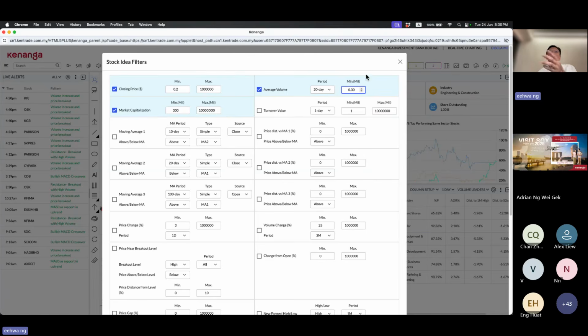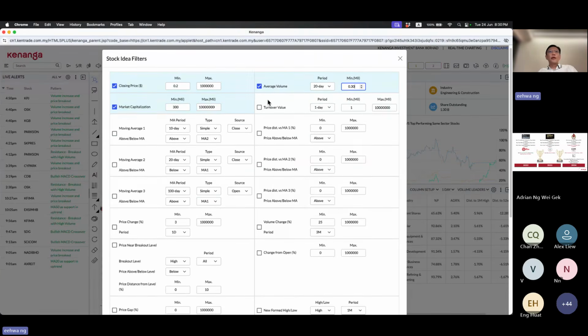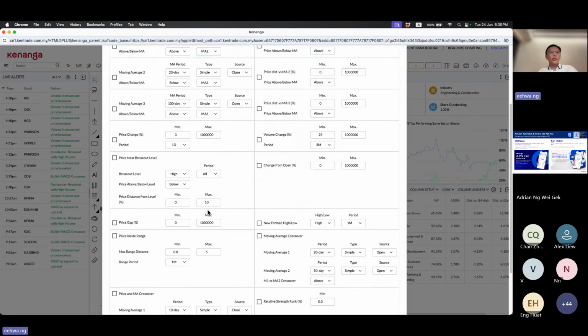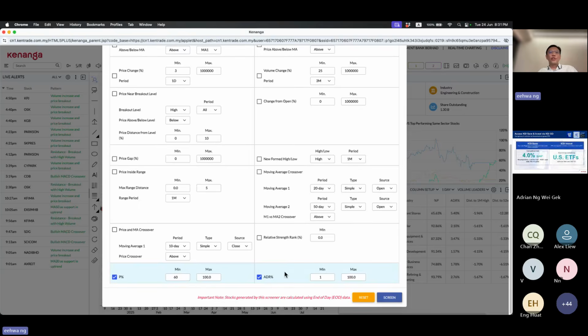So you cannot possibly go for less than 100,000 shares, then probably the stock is illiquid. So you want liquidity. So this is where you play around with it. Then the rest are basically a strategy already, so I will go through them one by one. But right now, let me just come down to show you the other preset filters that you should set.